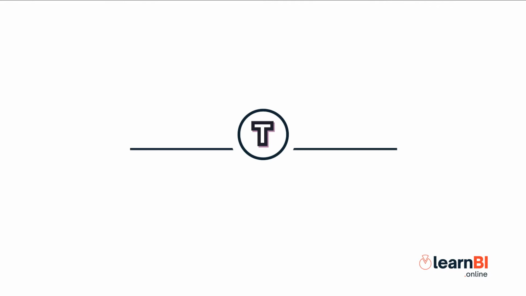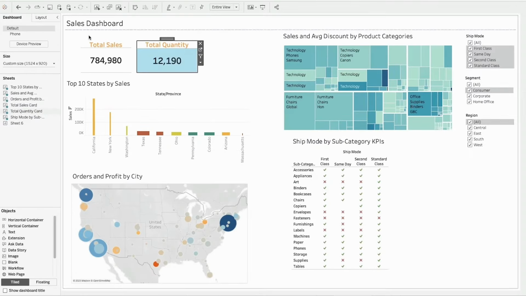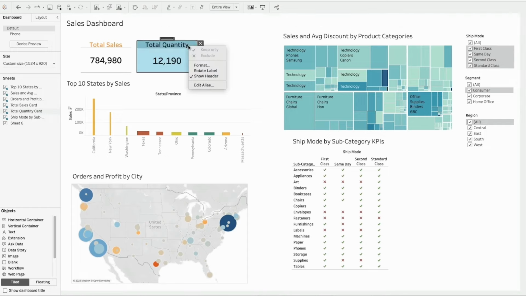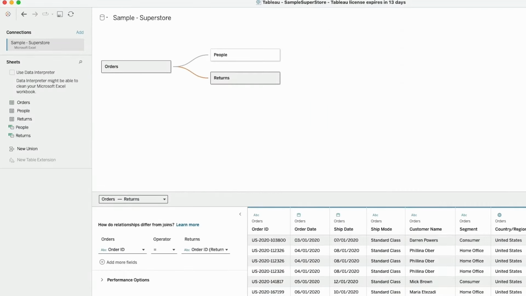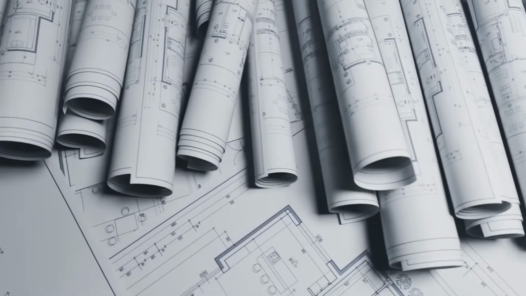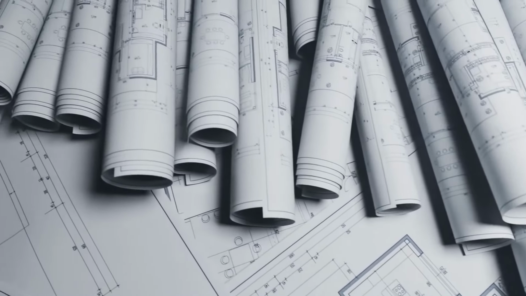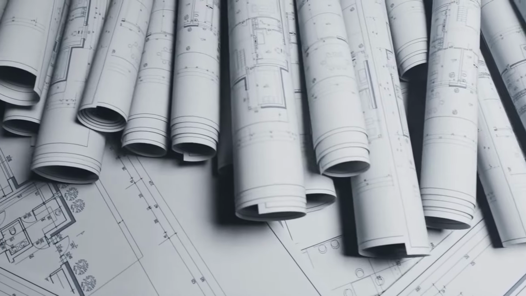T is for Tableau. Tableau is another industry-leading BI tool. It's also one of the oldest, having been released back in 2003. You could say that it provided the blueprint for many of today's BI tools, including Power BI.